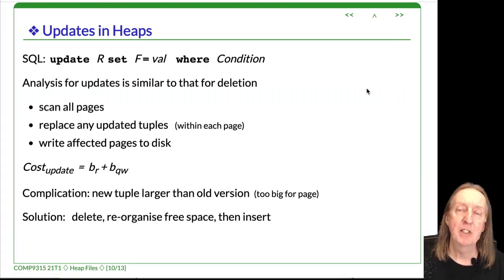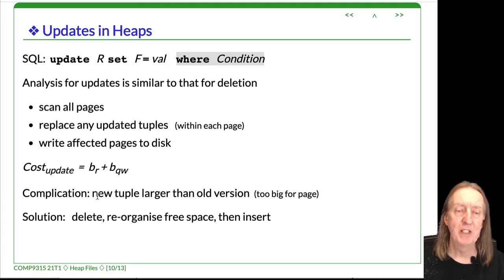What about updates? Once again, it relies on the condition, so it's going to be something like a search. So we scan all the pages, we replace updated tuples, and we write all of the affected pages to disk. So what's the cost for that? Read all of the tuples, I mean read all of the pages in the file, and write out just the pages that contain modified tuples. This cost analysis would apply also to deletion.